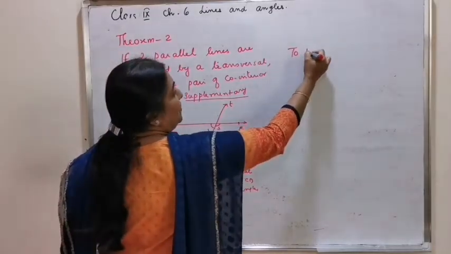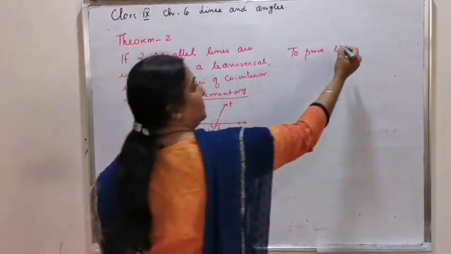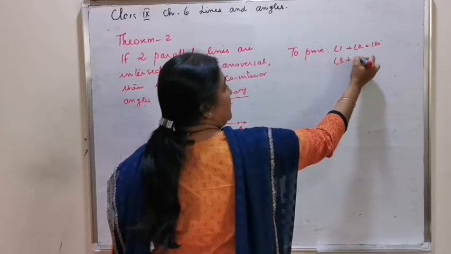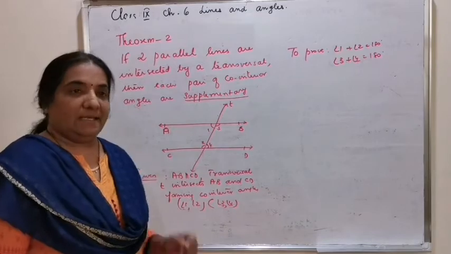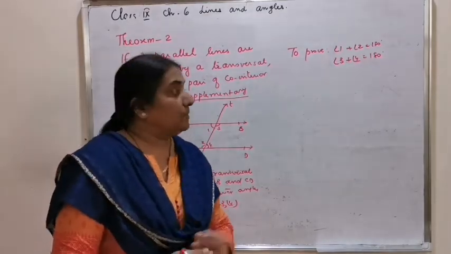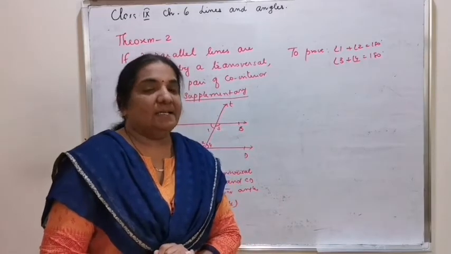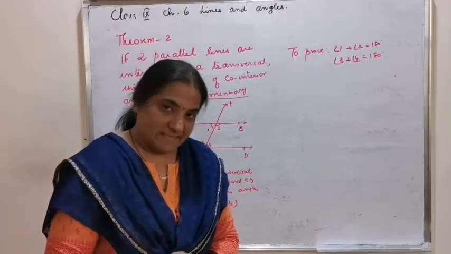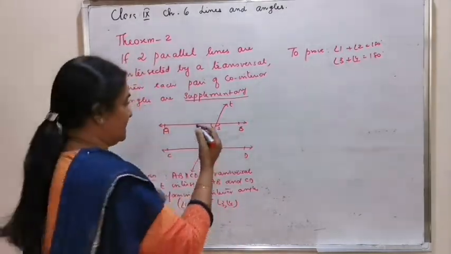So what is to prove is angle 1 plus angle 2 is equal to 180 and angle 3 plus angle 4 is also 180 degrees. Now, when you need a total of 180 degrees on the right hand side, the axiom you can use is the linear pair axiom. Any one of the sides you can apply the linear pair axiom.